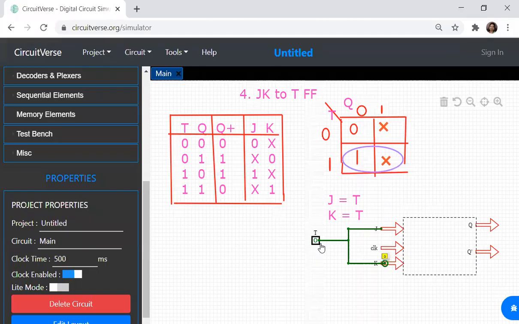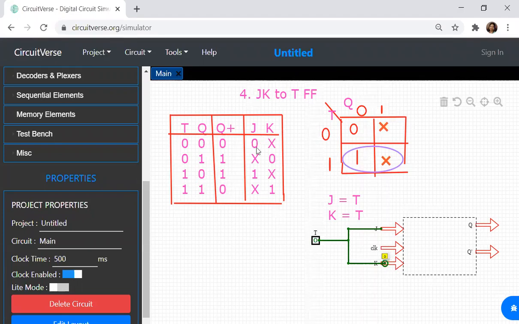This is the next conversion, JK to T flip-flop. So for the T flip-flop, write down the inputs T and Q. The combinations are 0, 0, 0, 1, 1, 0, 1, 1. Then write down the next state. If T is 0, the next state will be the previous state. Previous state Q is 0, so the next state is 0. Previous state Q is 1, next state is 1. When T is 1, this will toggle. Previous state is 0, next state is 1. Again, when T is 1, previous state is 1, so the next state will be 0.